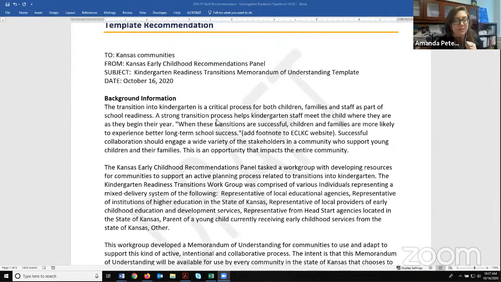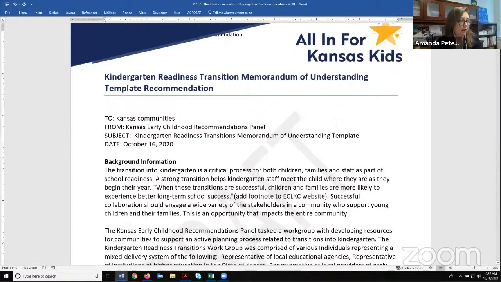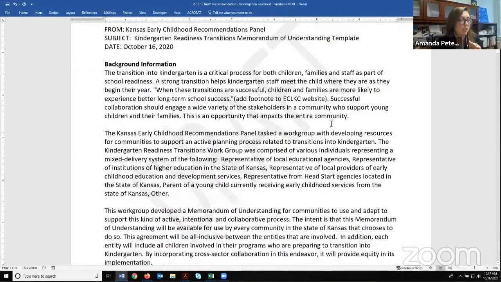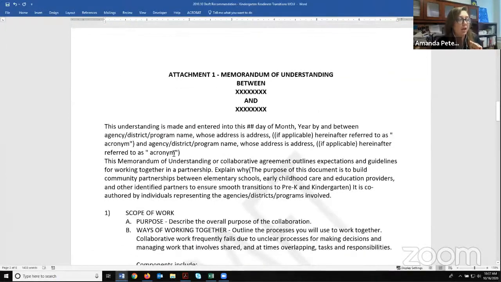So I would like to delete one transition process here and just say a strong transition, as I took a minute to read from the beginning. All right, so we have our template recommendation. We had asked if we had any conversation regarding the template MOU, the actual attachment. Did anybody have any feedback or pieces?